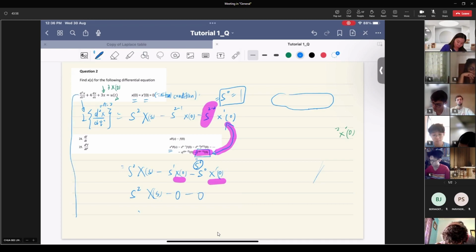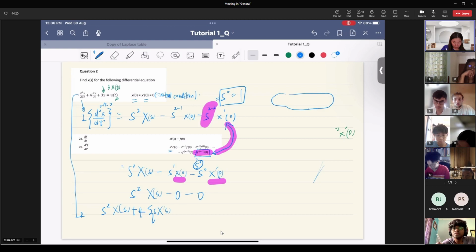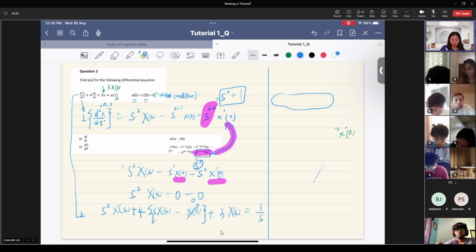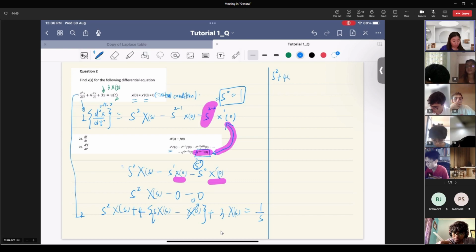Okay, now we have 3 terms, right? So the final answer will be, let me combine everything here. Your answer will be s squared x(s) plus, for the second term, we have the 4 outside the bracket, s x(s) minus x(0), plus 3 x(s). You Laplace transform both sides, so this one also 0. Now you have to factorize the x(s), which means simplify the equation. So you'll be having s power to 2 plus 4s plus 3, bracket x(s), equals to 1 over s.